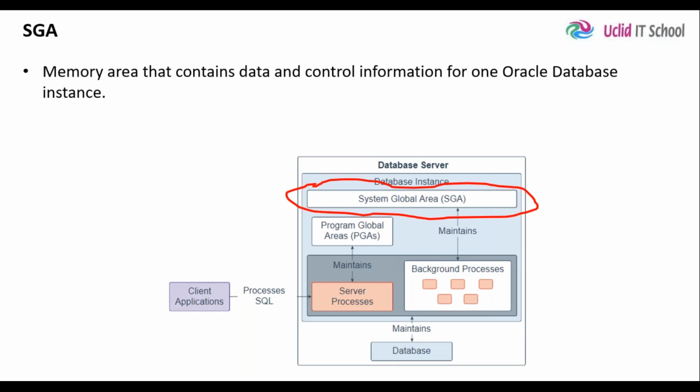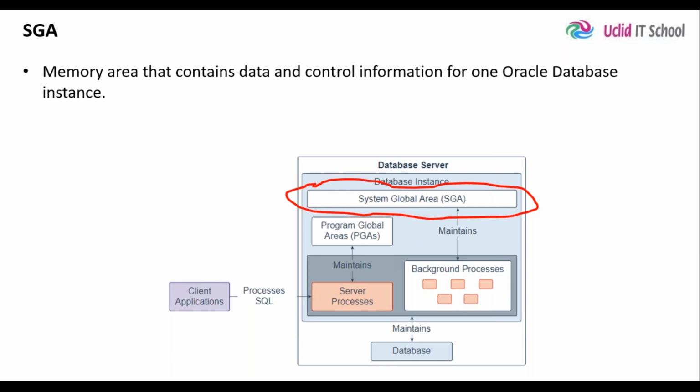So what is stored in SGA? SGA memory contains data and control information for one Oracle database instance. So when you create a database, you will have an instance. Each instance will have its own SGA.